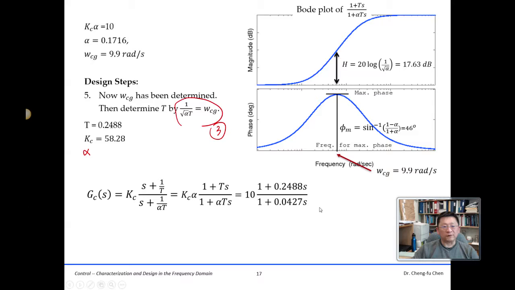You can follow up with our textbook. This example is from our textbook. However, I believe the solution to this example in our textbook has a little typo, so the numbers shown here are different from the numbers in our textbook. But anyhow, you can verify it. Those are the steps. Okay, thank you.